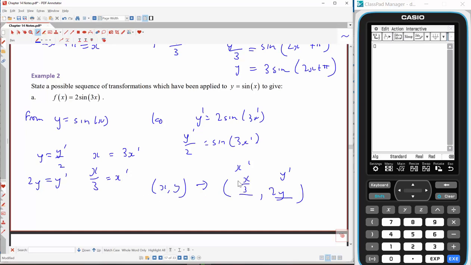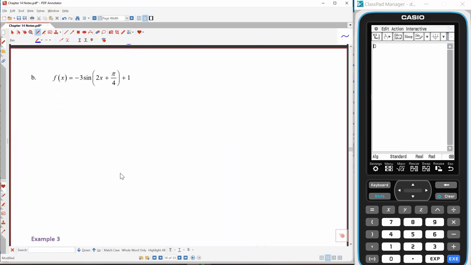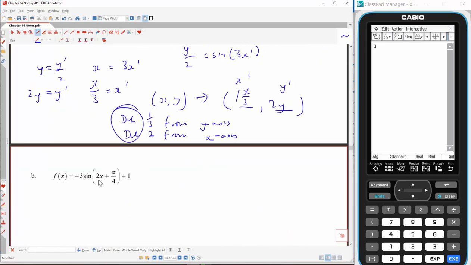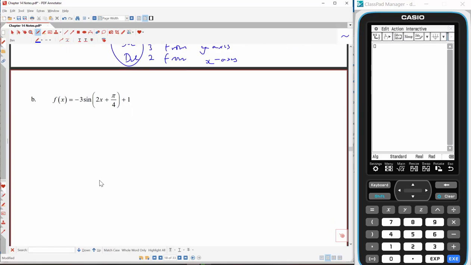So what are the transformations? This one here is dilation 1/3 from y. This one here is dilation 2 from x. And make sure you guys are using the correct terminology. So dilation and axes, axes. So make sure you use the full word for that. All right, so what do I do to this to make it look like this? Now, this one's hard. All right, so I can't do that one by sight.